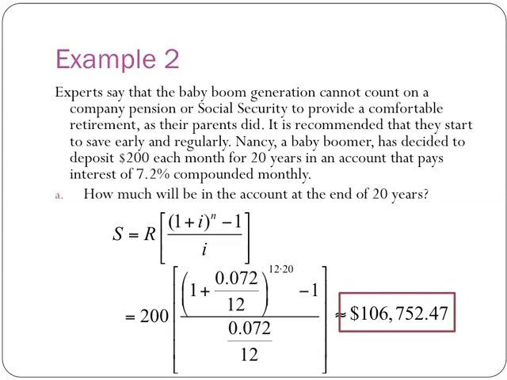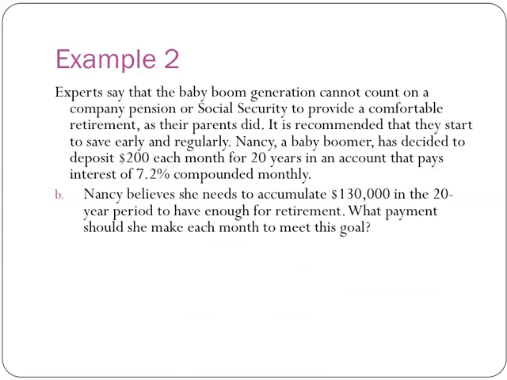Okay, now for part B, Nancy believes she needs to accumulate $130,000 in the 20-year period to have enough for retirement. What payment should she make each month to meet this goal? So at the current rate that we just found in part A, we know she's not quite hitting that $130,000.